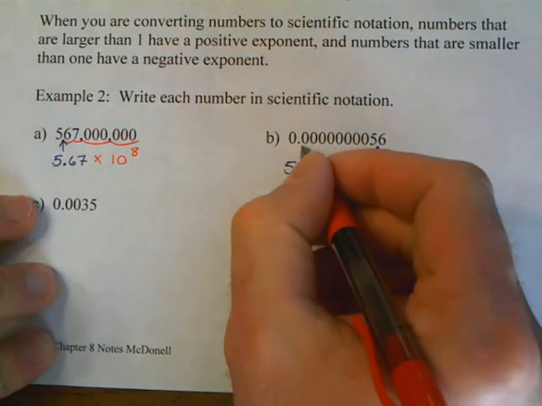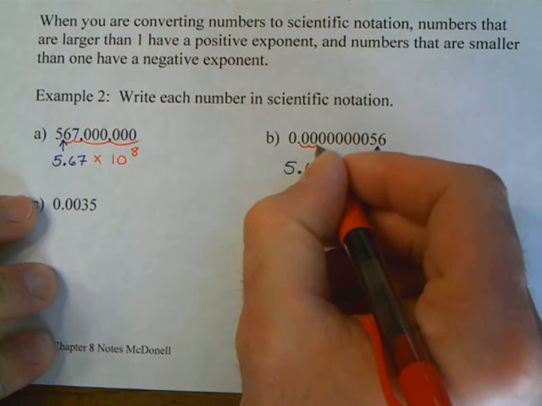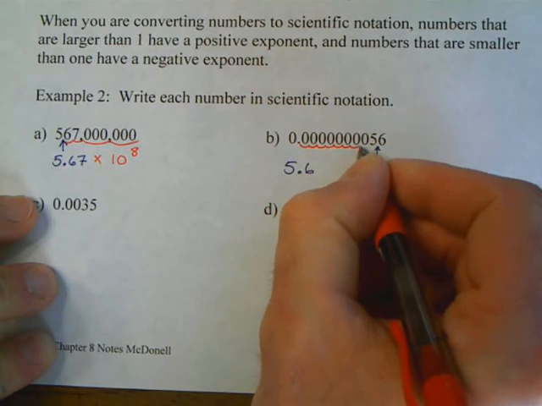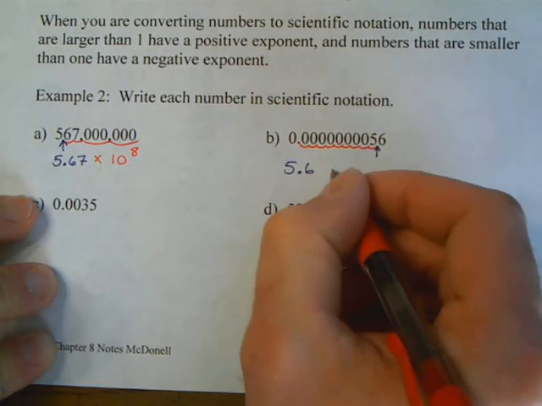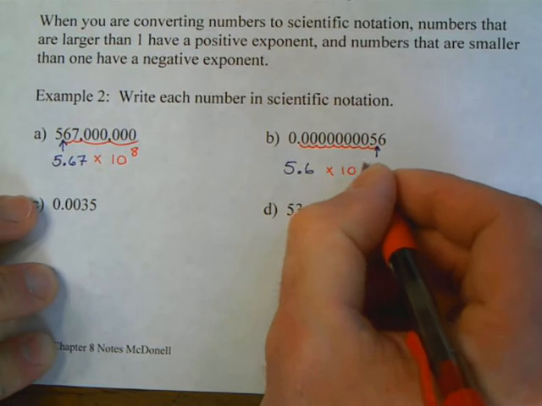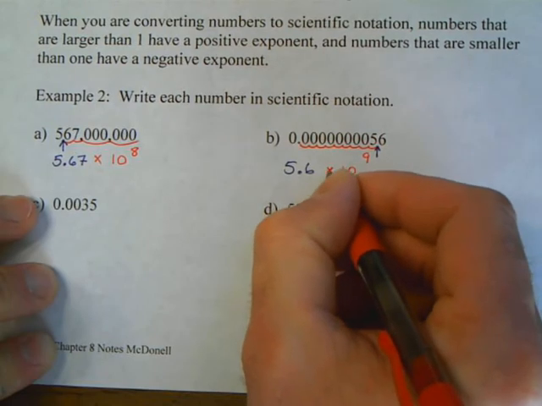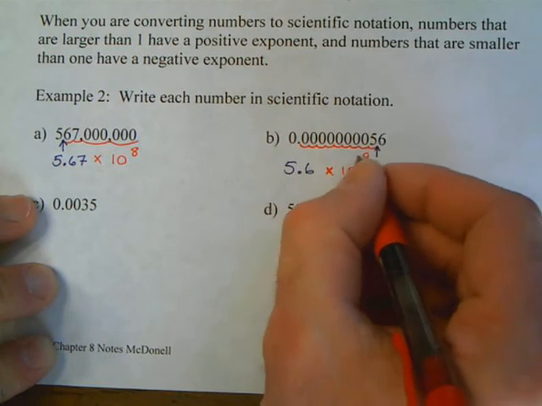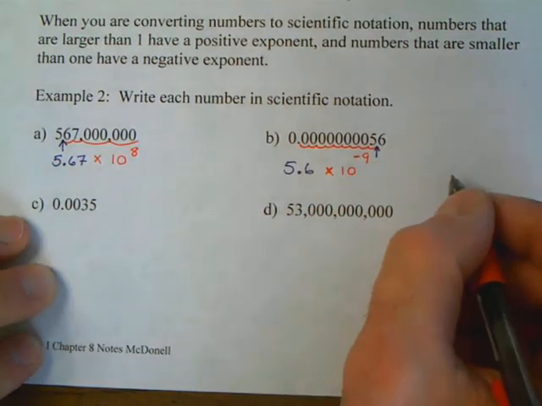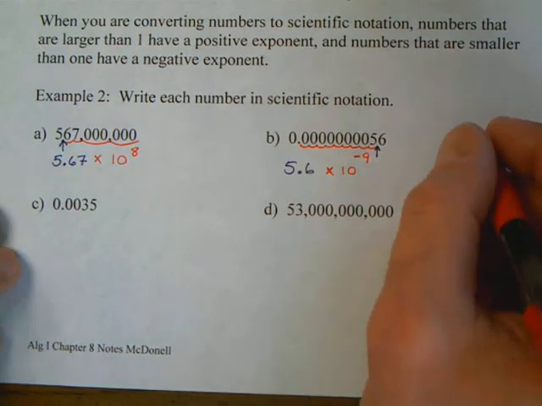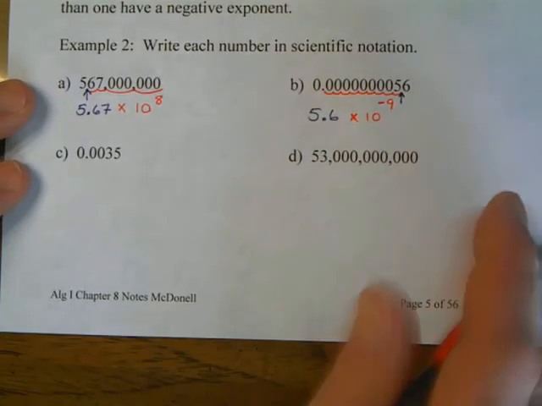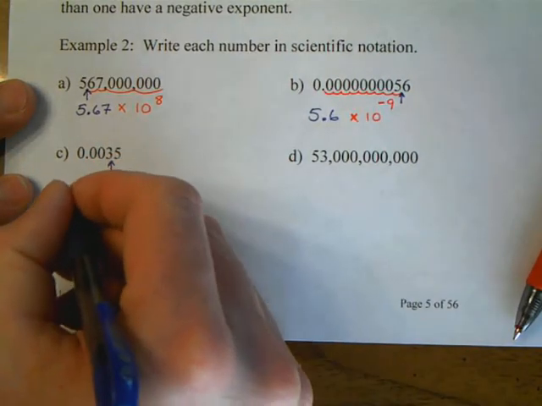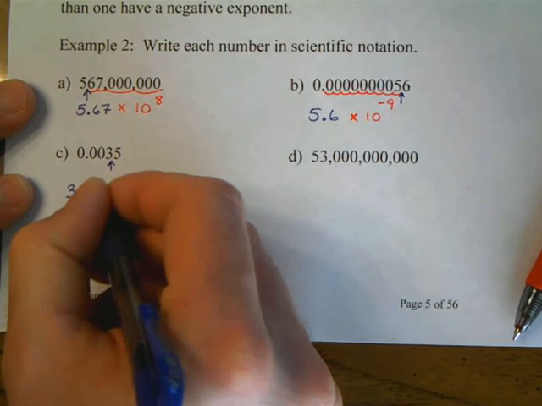Let's look at part B. Our target decimal will be right here, in between the 5 and the 6. So we're going to write that as 5.6. And now we say once again, how many decimal places did we move? 1, 2, 3, 4, 5, 6, 7, 8, 9 decimals. So we moved it 9 decimals, and the question is it positive or negative? Well, the number got larger, so the exponent's going to get smaller. It always goes in a reverse direction.